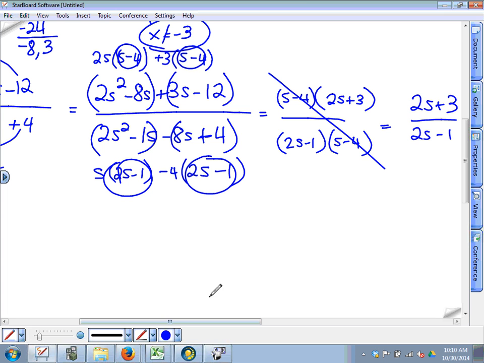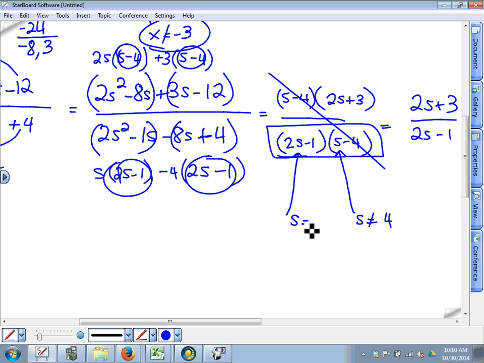But you have to be careful here on the excluded values. You don't take the simplified form. You take this form here before you cross things out. There are two parts to consider here. So from here, s should not equal 4, but then from here, s should not equal 1/2.